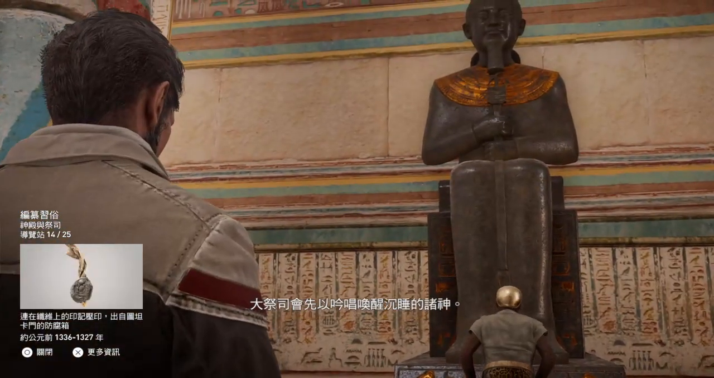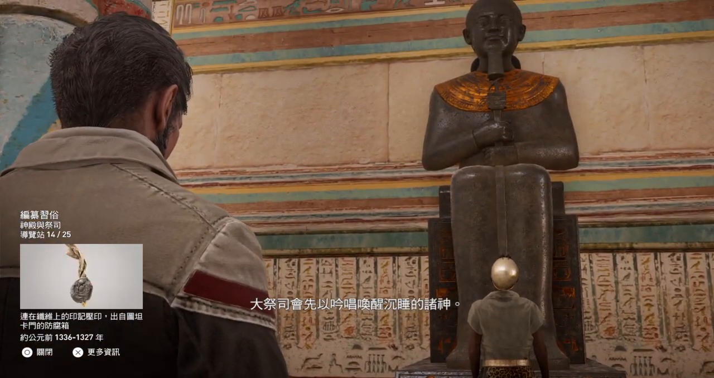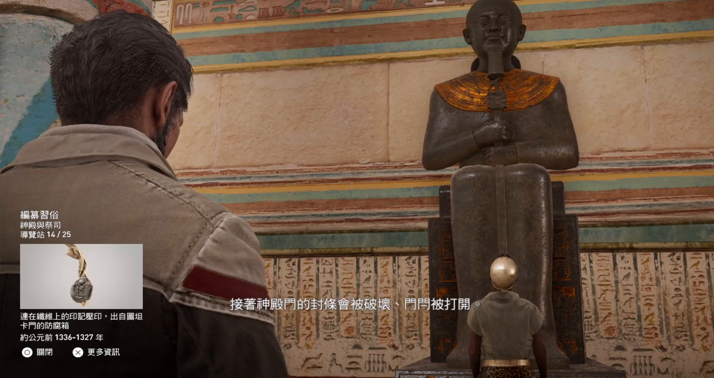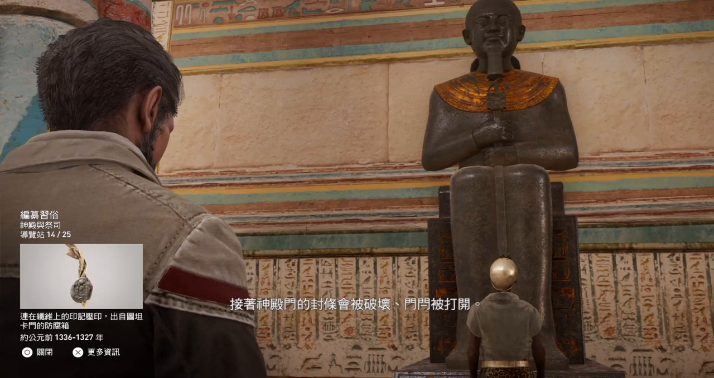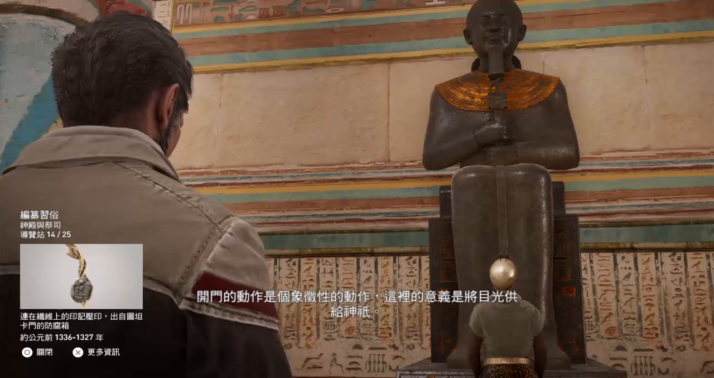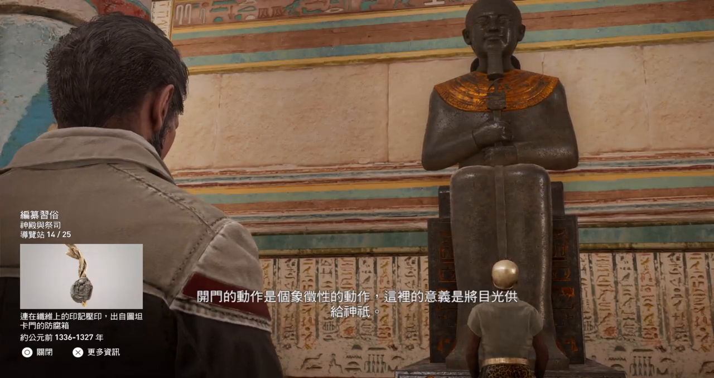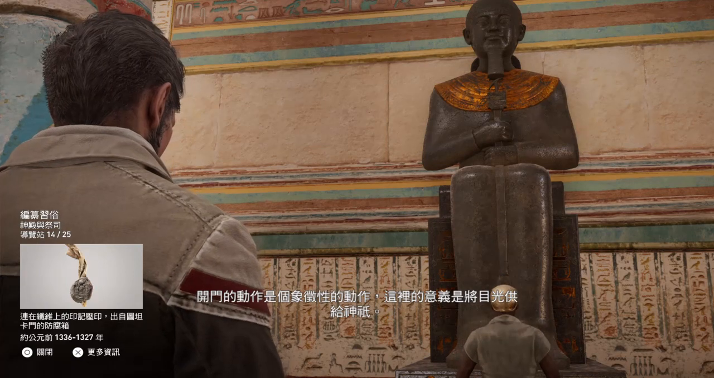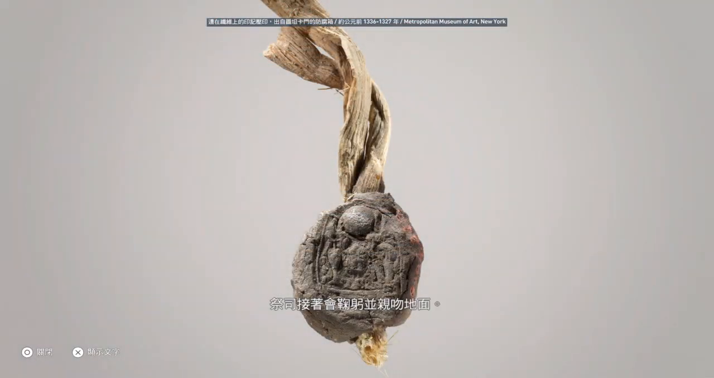The high priest would first awaken the sleeping god with a chant. Then the seals of the shrine's doors were broken and the bolts drawn back. The act of swinging open the doors was a symbolic gesture where sight was granted to the deity. The priest would then bow and kiss the ground.